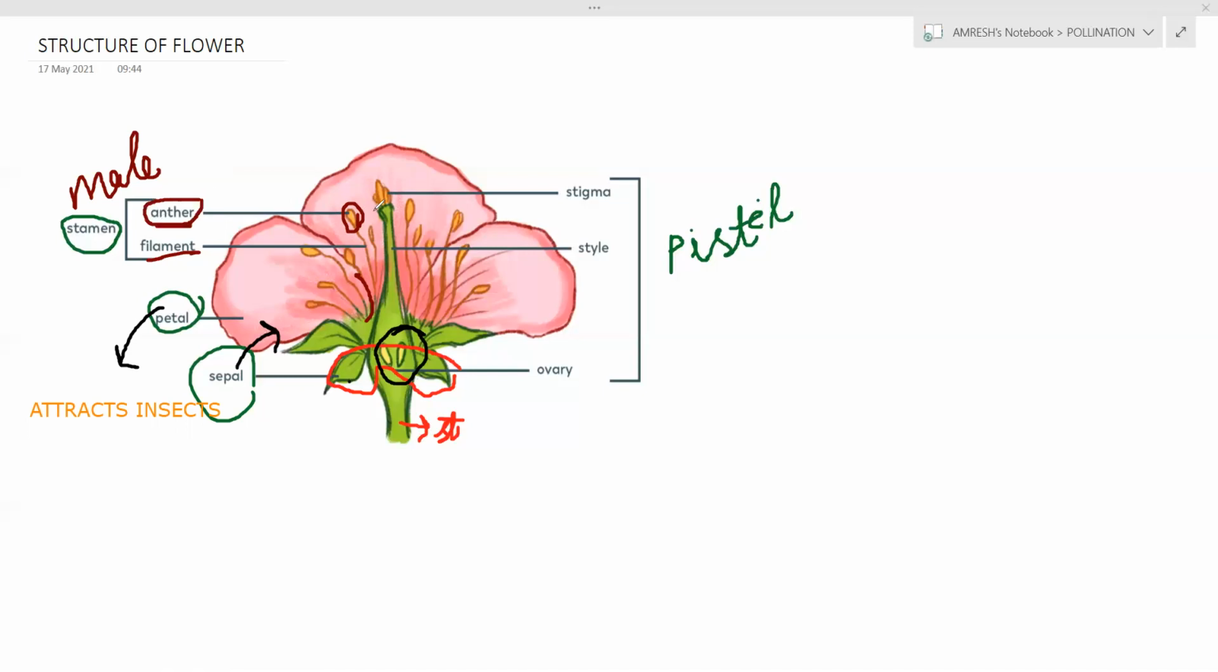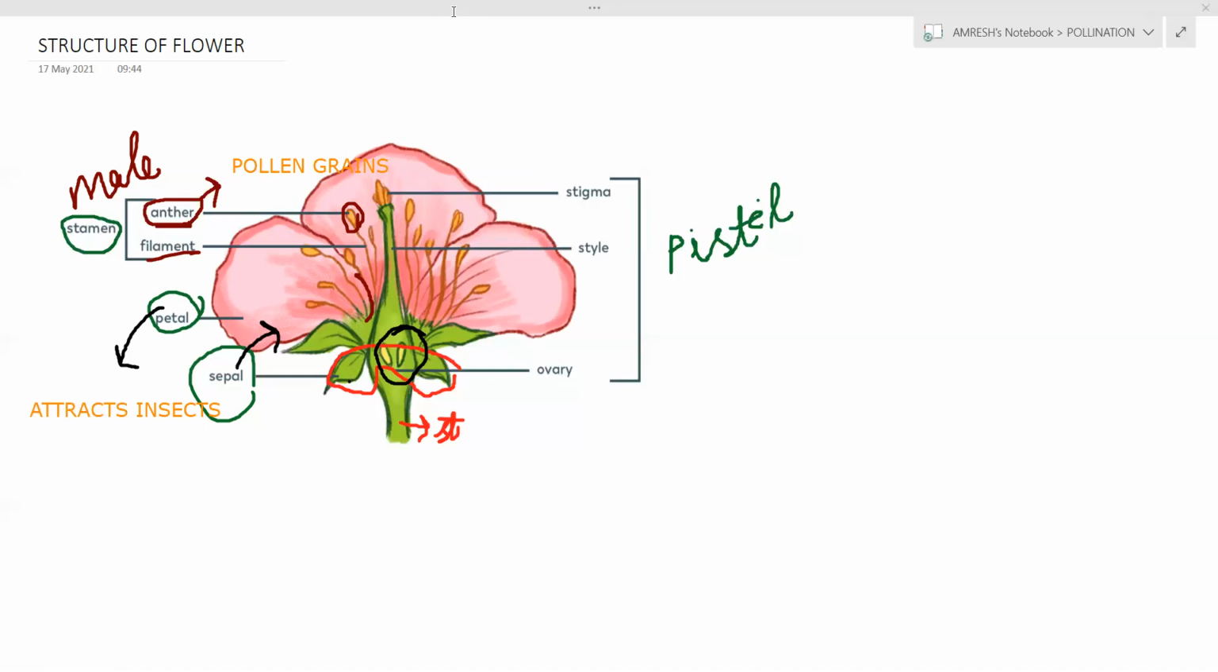Okay, and pollen grains. We have read pollen grains. Pollen grains are produced in these anthers only.